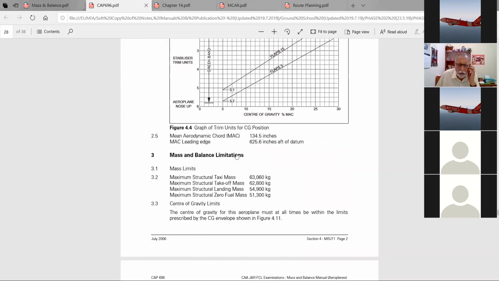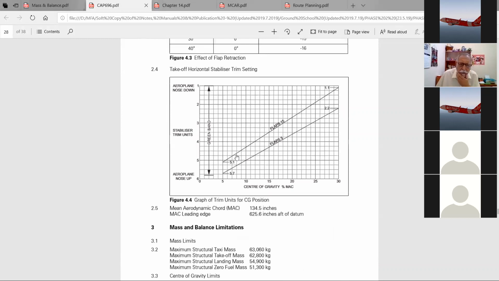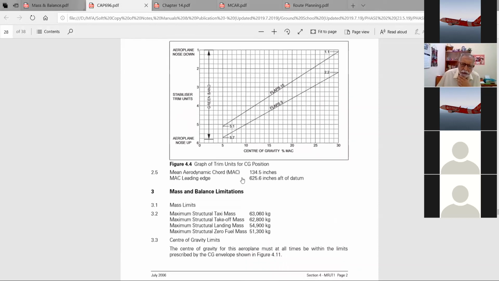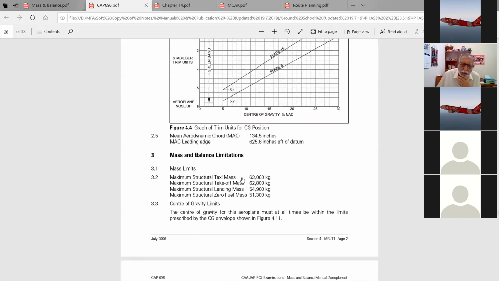Now this figure here, 4.4, is better drawn in your notes. I'll come to that after I finish this page over here. This figure 4.4, we'll discuss it with figure 2.16 later on in your pen drives. But since we are on this page, I will just cover the other information given over here.